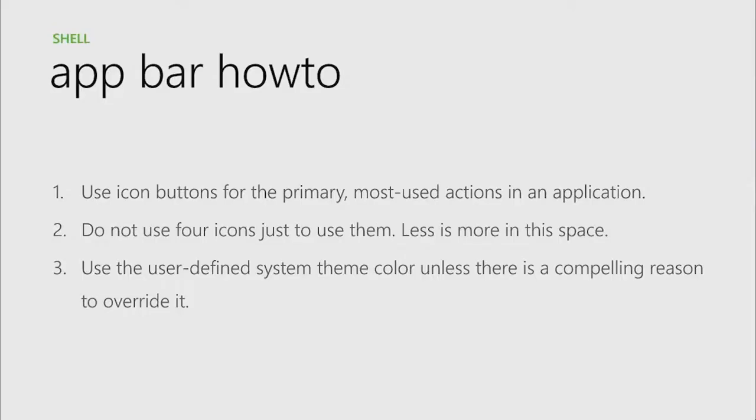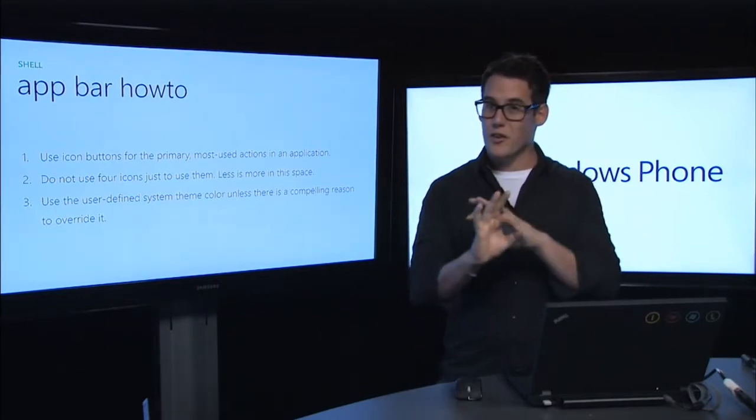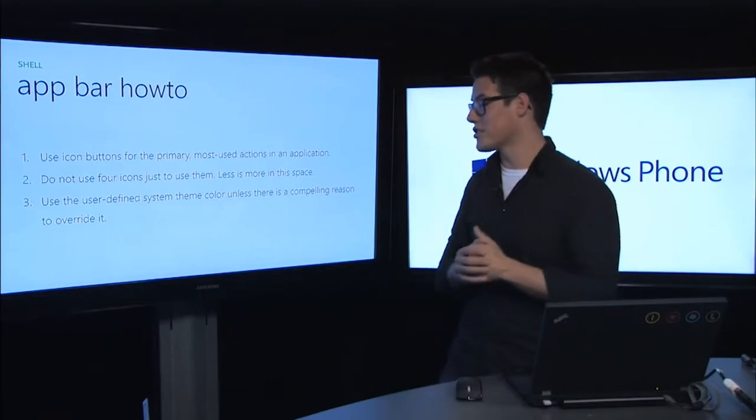Don't use 4 icons just to use them. It's a very fun and cool little control at the bottom, but just because there are those 4 slots in there, you can use 1, 2, or 3 icons just as easily. And a lot of times, less is more in this space. If you only have searching on a list, a very simple search icon, being the only thing in the app bar, is fine. It works great.